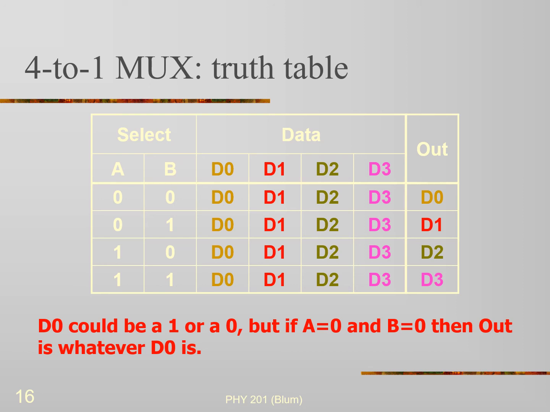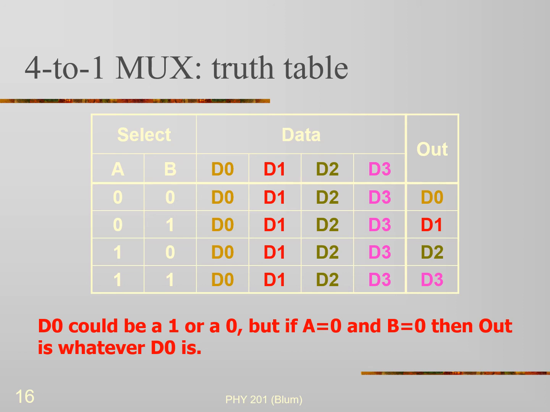So this is sort of a condensed version of the truth table. Let's look at it. So the select inputs A and B, all the combinations are written out, 0 0, 0 1, 1 0, 1 1. The data D0, when we write D0, that just means it could be 0 or 1. Same for D1, same for D2, same for D3. And then in that first row, when A is 0 and B is 0, then the output is whatever the input D0 is.